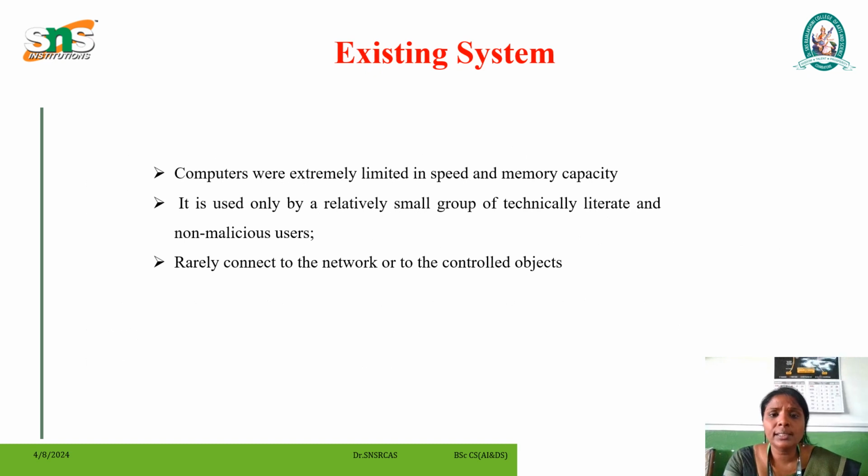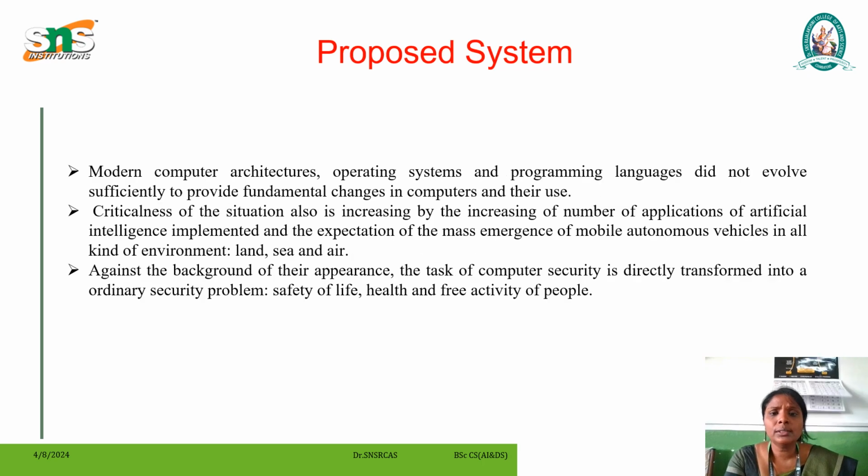So in this problem, regarding the existing system we are using, the problem is that our current platforms did not go beyond computer architectures, operating systems and programming languages of the 1960s and 70s. The computer environment of that period was very different from today's. Computers were extremely limited in speed and memory capacity. They were used only by a relatively small group of technically literate and non-malicious users. They also rarely connected to a network or to controlled objects. So the modern computer architecture, operating systems and programming languages did not evolve sufficiently to provide fundamental changes in computers and their uses.